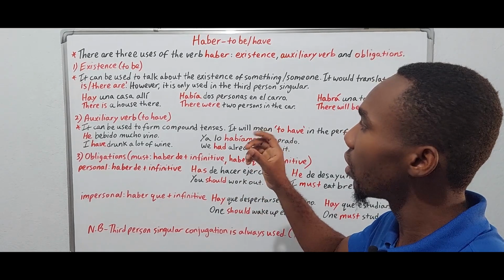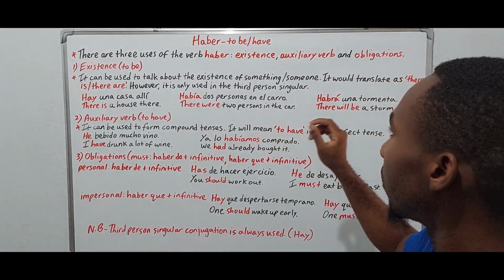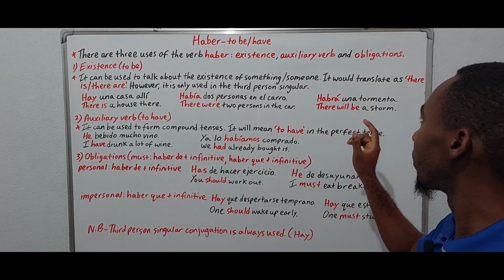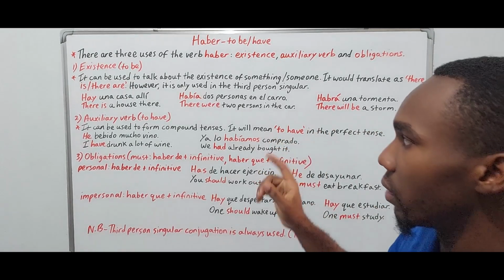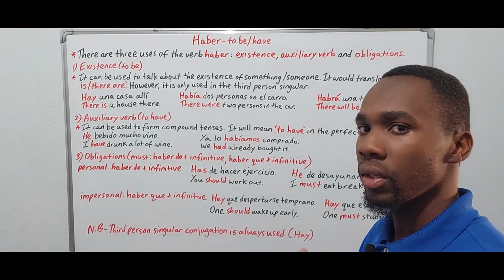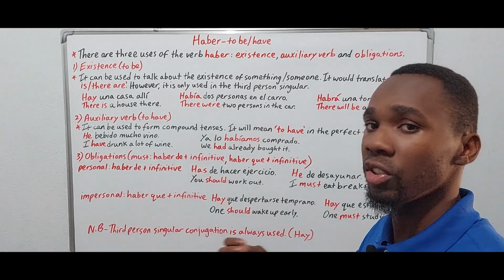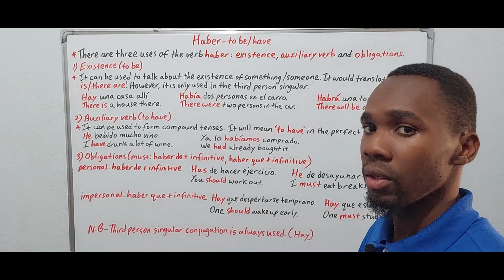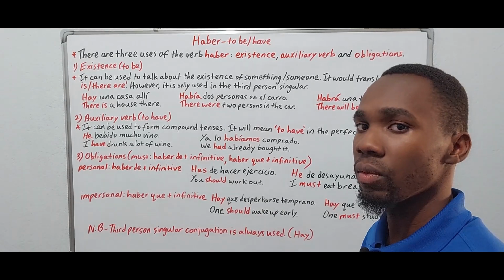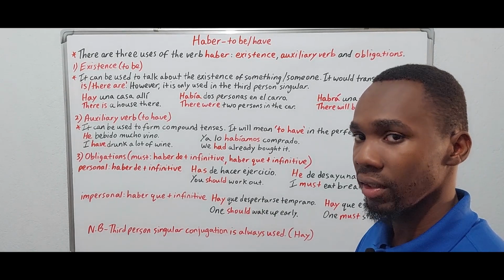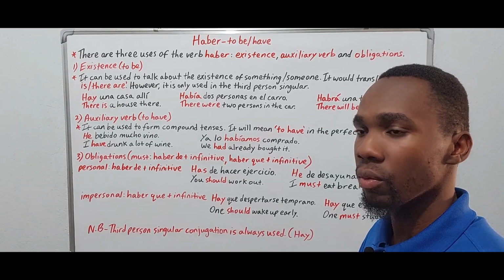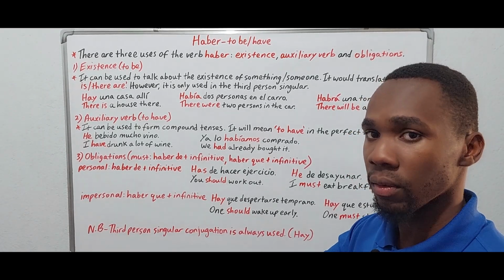It can be used to talk about the existence of something or someone. It would translate as there is or there are. Of course, you would use the one which corresponds to the noun in terms of number. So if we have a singular noun, we are going to use there is. And if we have a plural noun, we are going to use there are, right?